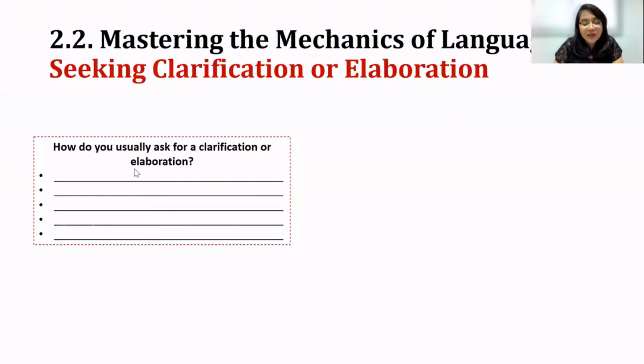I want you to reflect on your experience so far, on your involvement in a small group discussion so far. And I want you to answer this question. How do you usually ask for a clarification or elaboration? What do you usually say? What do you usually express? List down at least 5 expressions in the box.